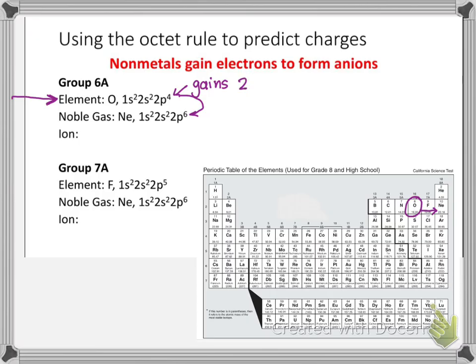It gains 2 electrons, and so that means oxygen becomes an oxide ion with a 2 negative charge. Now remember, the negative ions change their name. They take what they call the stem, or the beginning of the element name, but they change the ending to -ide.